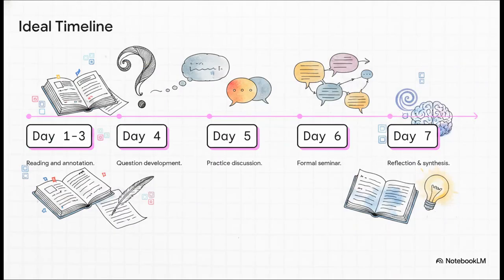Here's a practical visual mental model of how an ideal seminar week actually unfolds step by step. Days 1 through 3, that's purely dedicated to deep reading and annotation. Day 4 is for developing those strong evaluative questions. Day 5 is a low-stakes mini practice discussion, just to shake out the nerves. Day 6 is the formal seminar itself. And Day 7, crucially, is for reflection and synthesis.